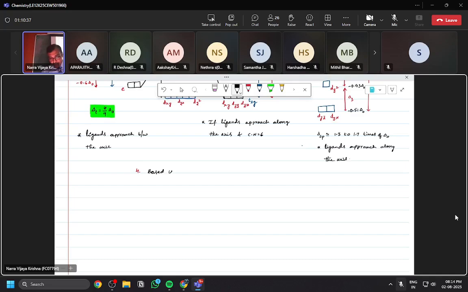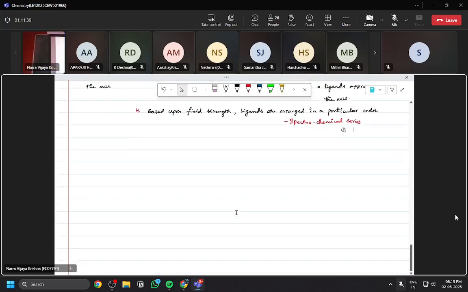So based upon ligand field strength, all the ligands are arranged in one order. We call that order the spectrochemical series. Once open your target, spectrochemical series.